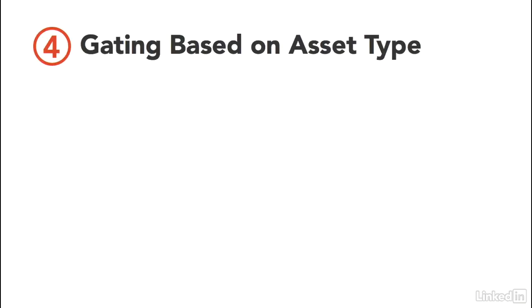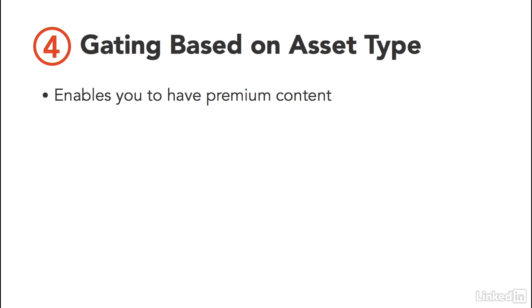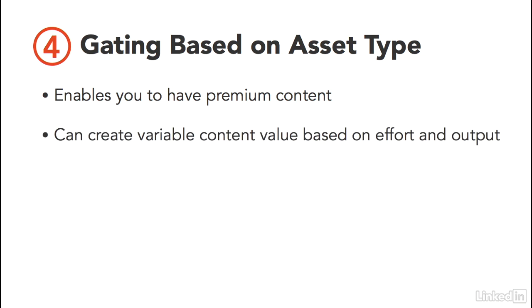Gating based on asset type also enables you to have more premium content. Take those items that you spend a lot of time on and put a form in front of them. You don't want those to be as easily accessible. And you can create variable content value based on effort and output.